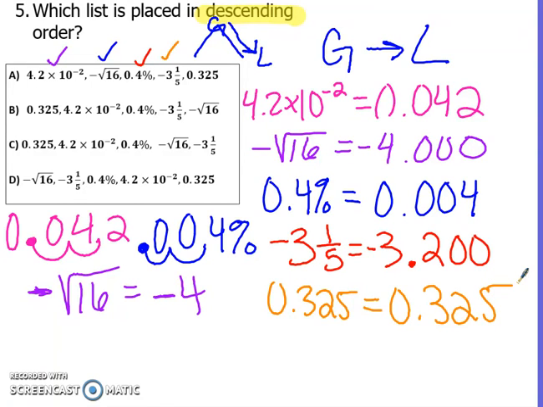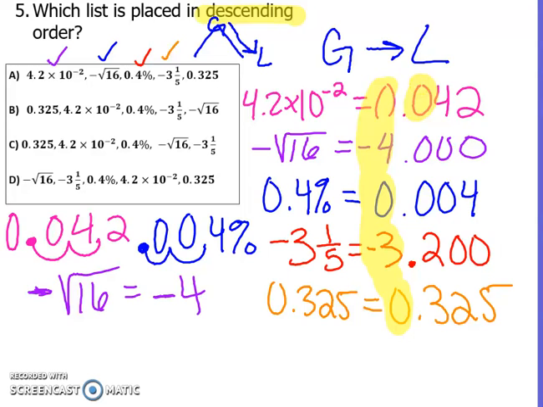All right, we want to go greatest. So we start with our whole numbers, our integers. So we've got 0, negative 4, 0, negative 3, and 0. What's the greatest number out of 0, negative 4, 0, negative 3, and 0? 0 is the greatest. It's not negative 4, it's not negative 3. 0 is the greatest.